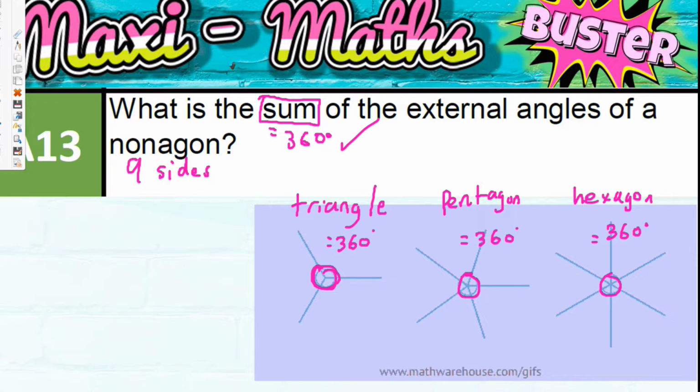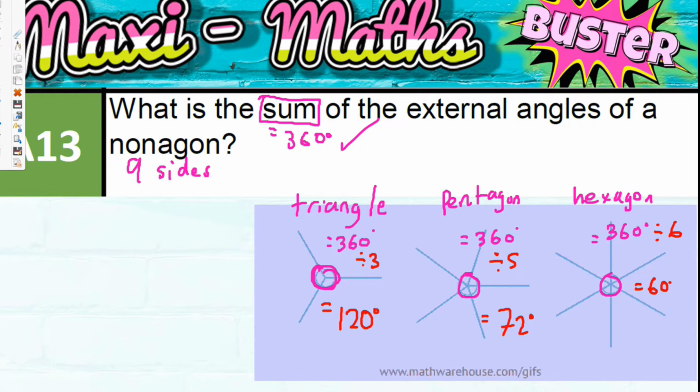What would have been a more interesting question and slightly more difficult is if it said, what was one external angle? So with a triangle, one external angle would be 360 divided by 3, which would have been 120 degrees. One external angle on the pentagon would have been 360 divided by 5, which would have been 72 degrees. And one external angle of the hexagon would have been 360 divided by 6, which would have been 60 degrees.